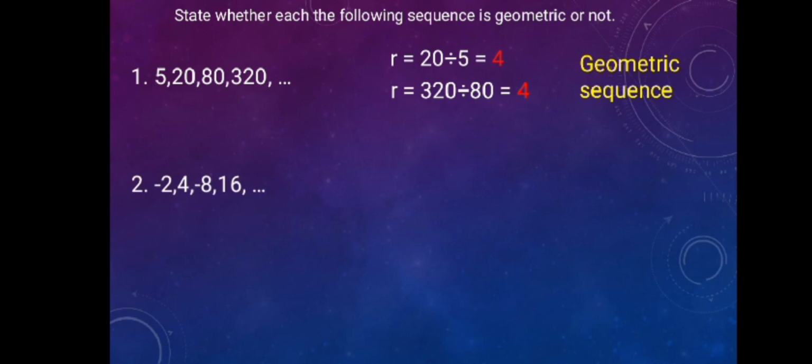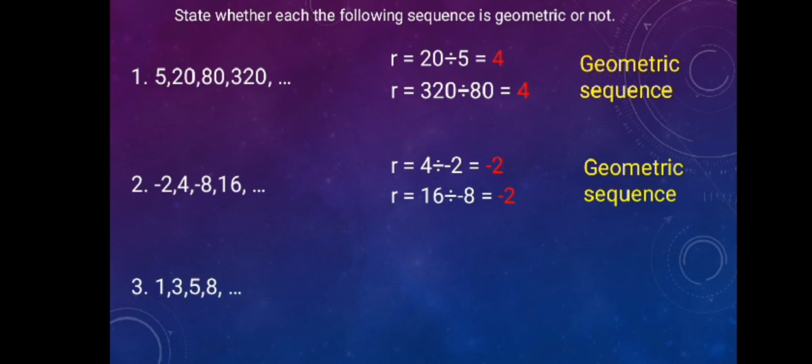Number 2, negative 2, 4, negative 8, and 16. So, 4 divided by negative 2 is equals to negative 2, and 16 divided by negative 8 is equals to negative 2. So, this is also a geometric sequence. Number 3, 1, 3, 5, 8. So, this one is not a geometric sequence because 3 divided by 1 is equals to 3, and 8 divided by 5 is equals to 1.6. So, not a geometric sequence.